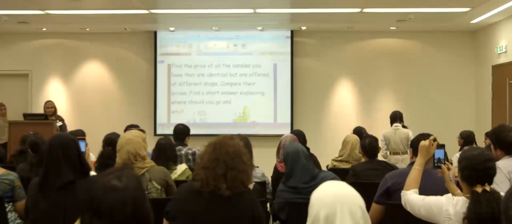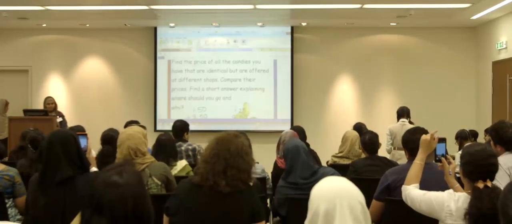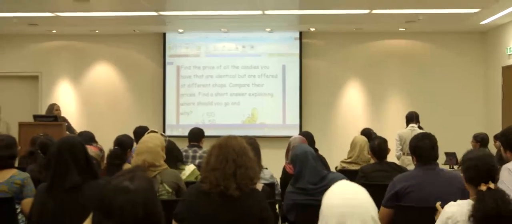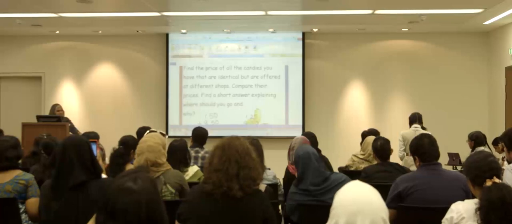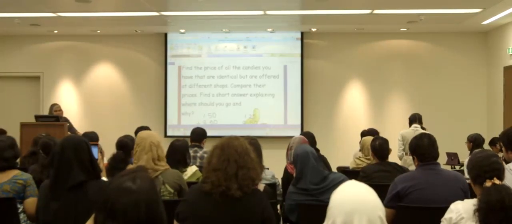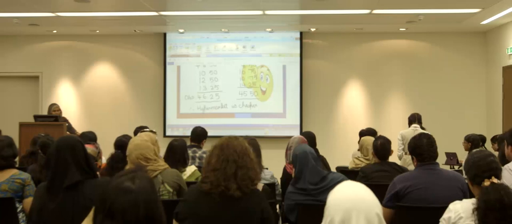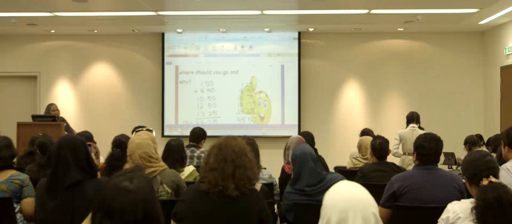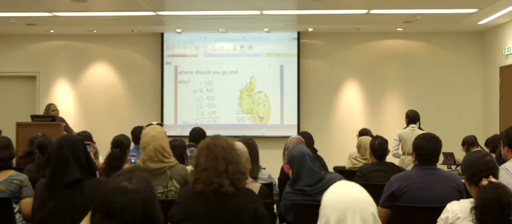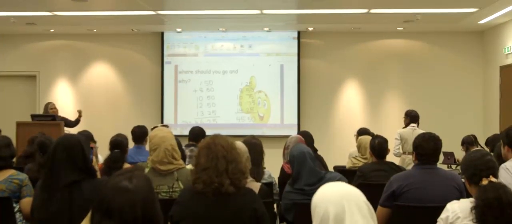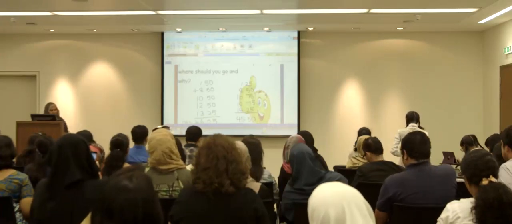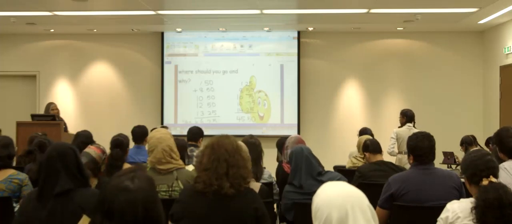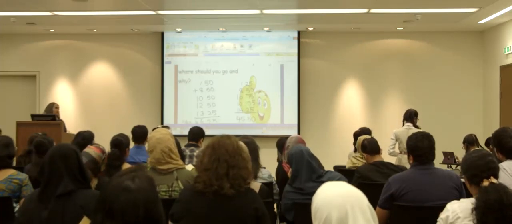All the candies you have that are identical but are offered at different shops. Compare your prices. Find a short answer explaining where you should go and why. So, first was the candy market. We added 1.50 plus 8.50 plus 10.5. Can go a little bit faster, my dear. Plus 12.5 and plus 13.25. The answer we got was 46.25. What are your friends saying?